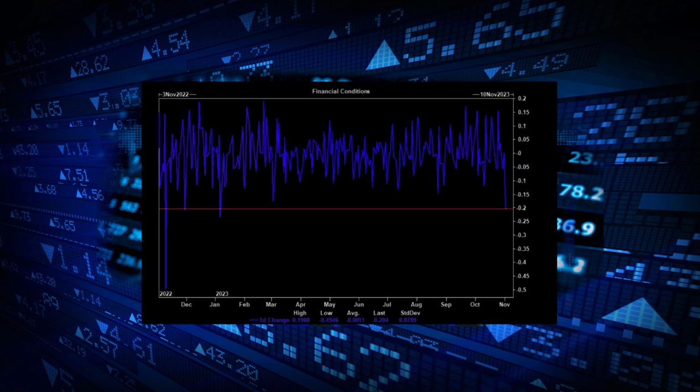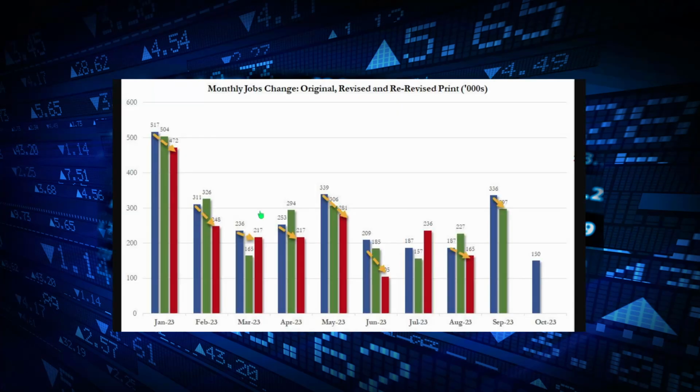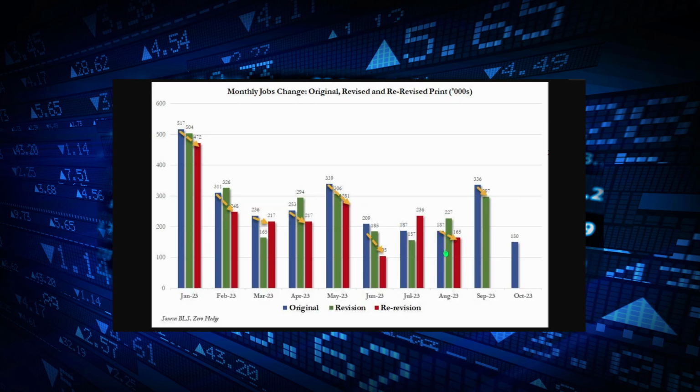Popping over to some of the jobs numbers, one of the charts I find the most interesting this year is that every single month we have gotten revisions to the number. So here we go. Now you can see the axis. The original number is in blue. The revision is in green, and in many of these cases, we've even had re-revisions to the previous data. So you cannot trust this data coming out. It is constantly being revised down.